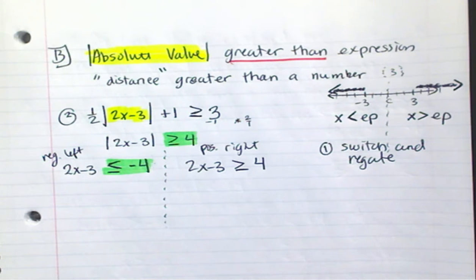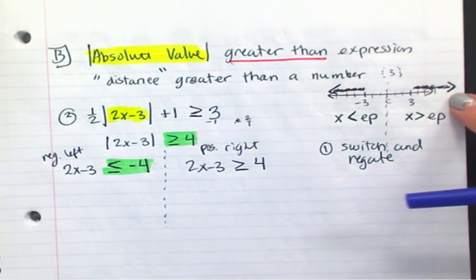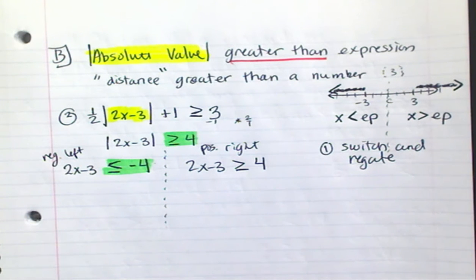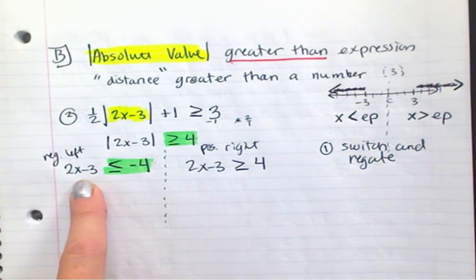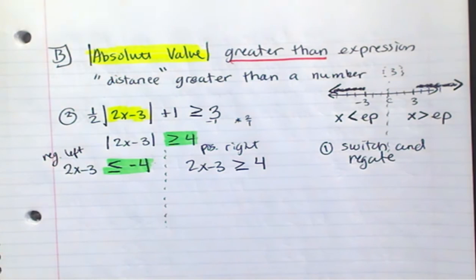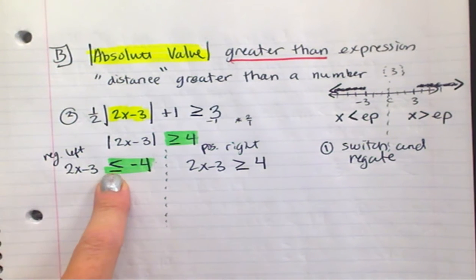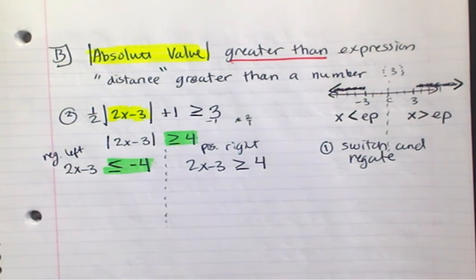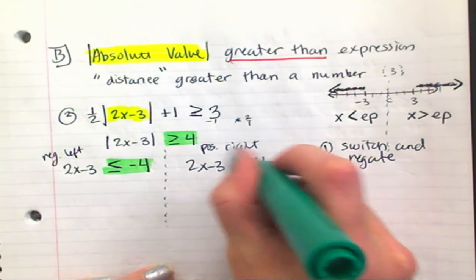Being able to set this question up implies you remember the general picture that you're aiming for. Distances greater than 4 means I'm trying to get numbers that are away from the center, right? Bigger than 4. So the left has to go to the left, and the right has to go to the right. And solve, right? Solve the two inequalities.